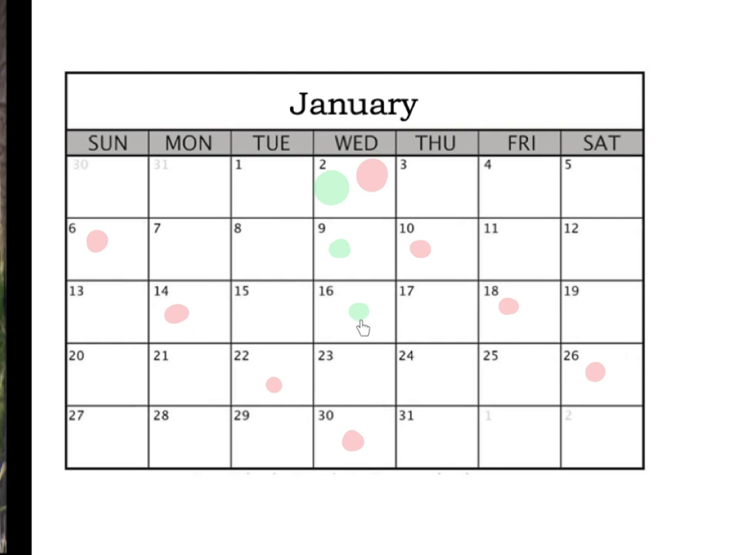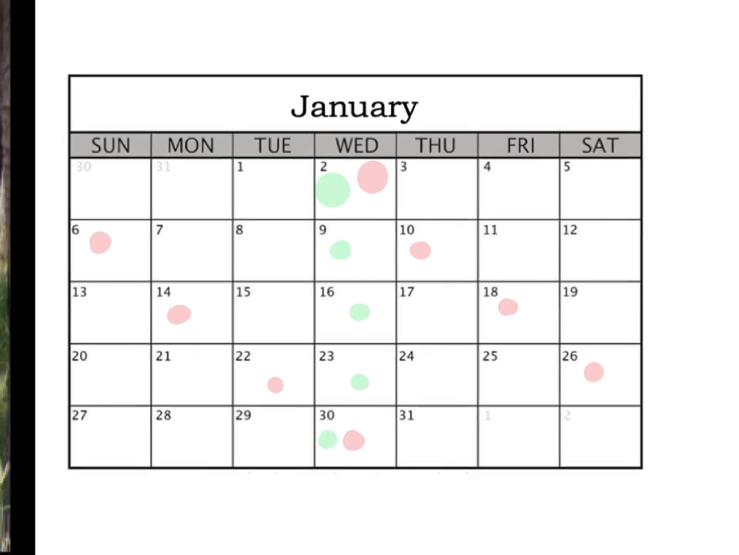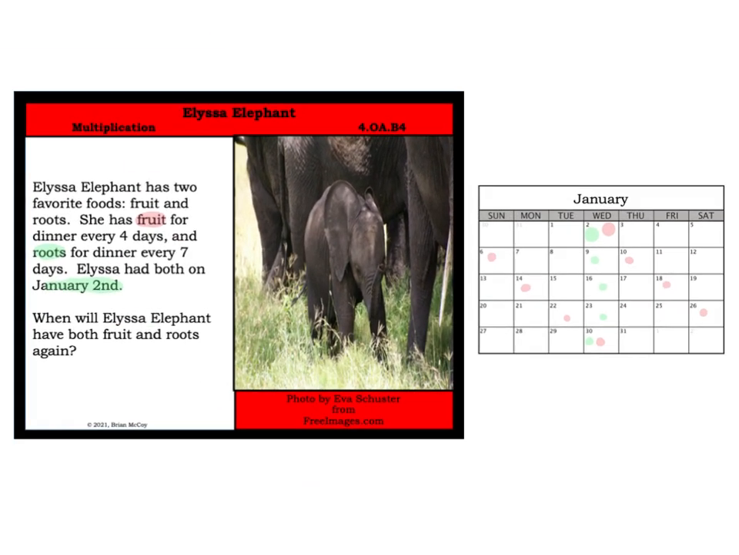And then we go 7 more. 1, 2, 3, 4, 5, 6, and 7 on the 23rd. And 7 more. 1, 2, 3, 4, 5, 6, and 7. Bam, right there on the 30th. That is when Alyssa Elephant will have both roots and fruit for dinner.